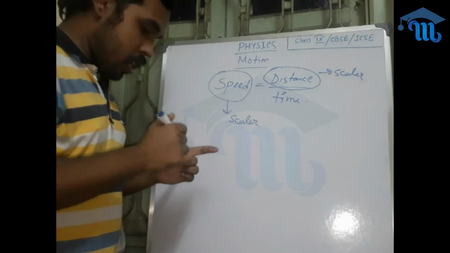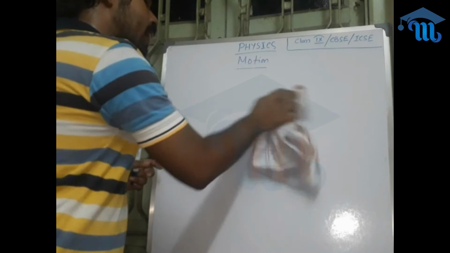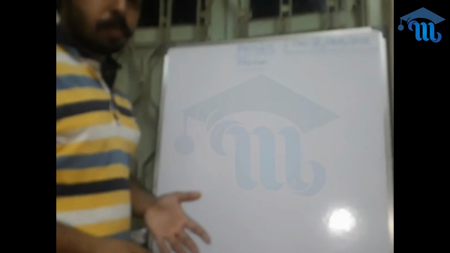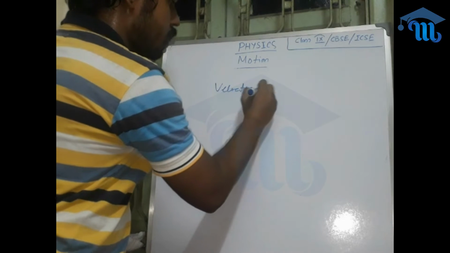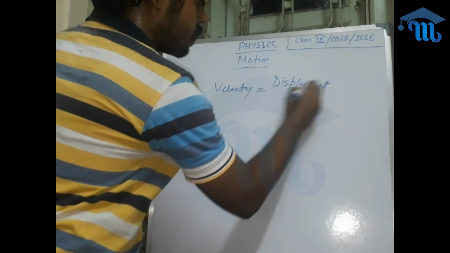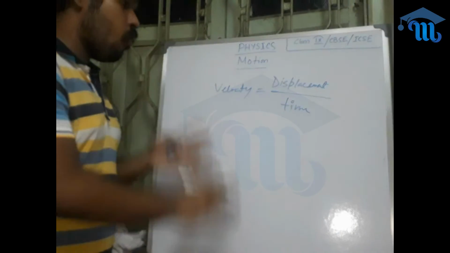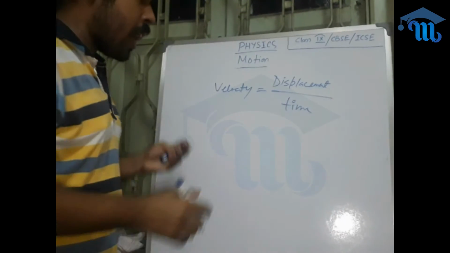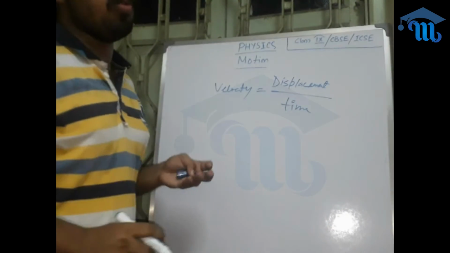This is speed. Now you might ask, what's the basic difference between speed and velocity? Once again, the basic difference is, first, speed is a scalar quantity and velocity is a vector quantity. Now velocity equals displacement per time. That is, while a body is traveling, it does have a displacement, and when it is traveling at a certain rate of time, that would give you velocity.